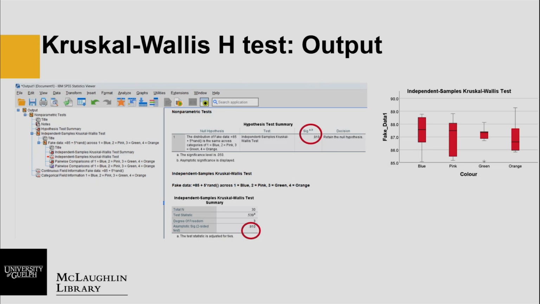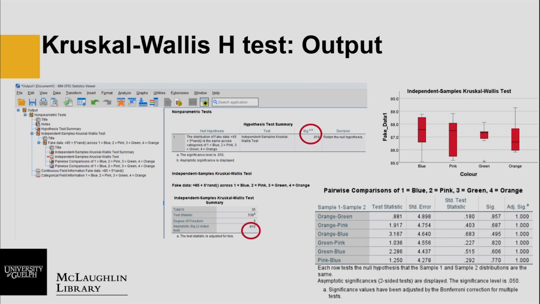If we pretend there are differences between our groups, if we pretend we had a p-value less than 0.05, we would scroll down in our output to the pairwise comparisons table. And then we'd be able to look here to say, is the orange group different than the green group? What's the p-value? Is the orange group different than the pink group? What's the p-value? Is the orange group different than the blue group? What's the p-value, for example? So today we wouldn't look at this because our p-value for the actual Kruskal Wallis test is non-significant. And that is how you run a Kruskal Wallis H test.